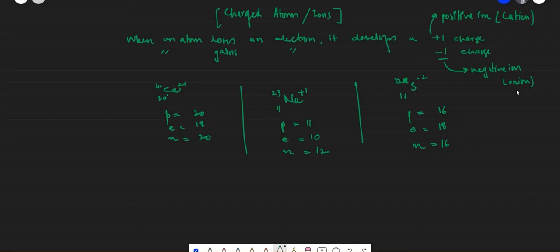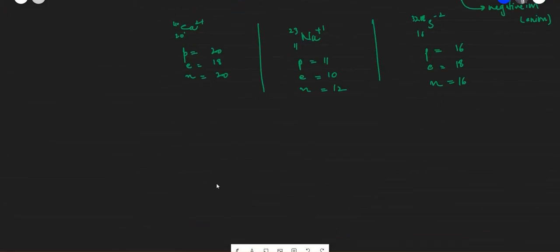Okay, moving on. So far we have discussed that protons do not change. But electrons can change, right? And when electrons change, ions are formed. And similarly, neutrons also change. And when neutrons change, isotopes are formed. What are isotopes?